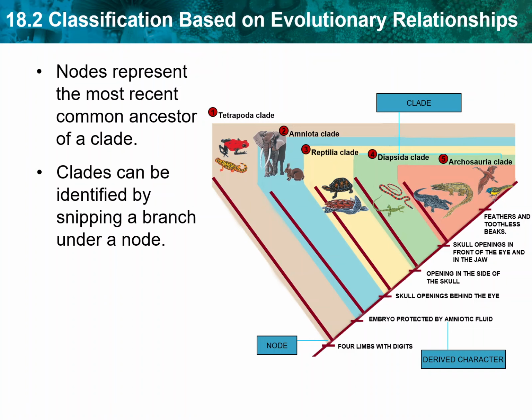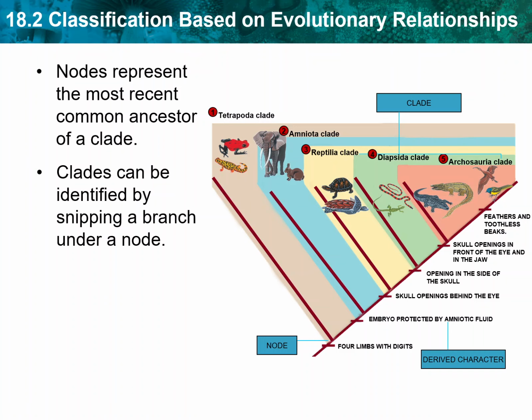The first node is where the amphibian branch splits off from the rest of the cladogram. Nodes represent the most recent common ancestor shared by a clade. Therefore, the first node of the tetrapod cladogram represents a common ancestor for the whole tetrapod clade. You can identify clades by using the snip rule. Whenever you snip a branch under a node, a clade falls off. In this cladogram, if you were to snip below the node where turtles and tortoises branch off, you would be left with the reptilia clade.